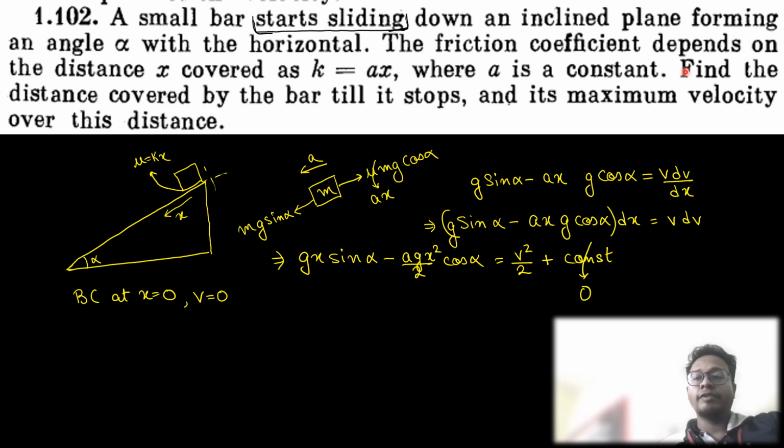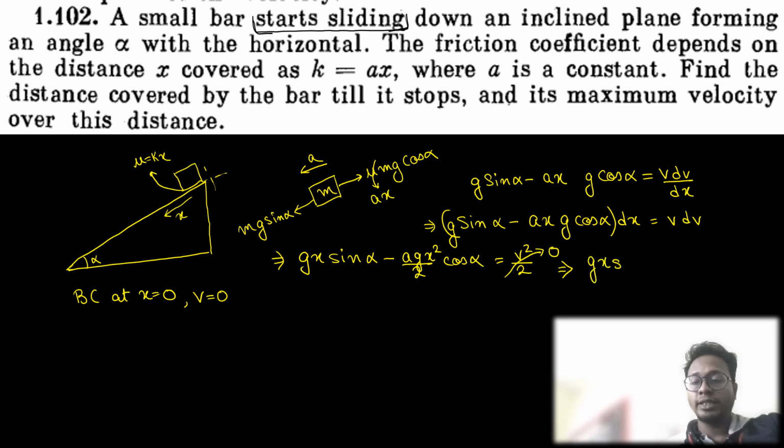Now the first part of the question is saying find the distance covered by the bar till it stops. That means again this velocity will become 0. The velocity started at v equal to 0. When the bar will stop, the velocity will become equal to 0. So from this equation, this is the equation of velocity, the bar will stop when the velocity becomes 0. When does the velocity become 0?